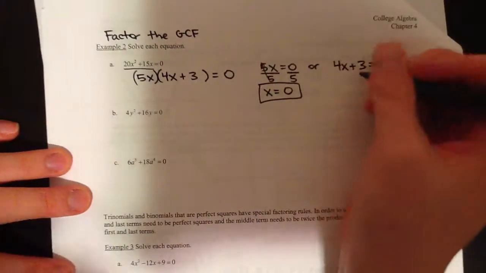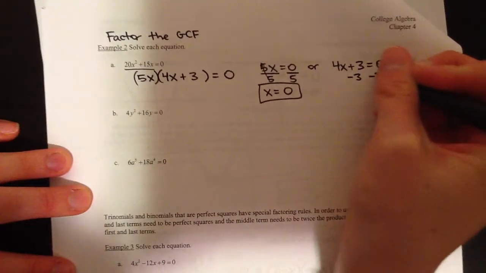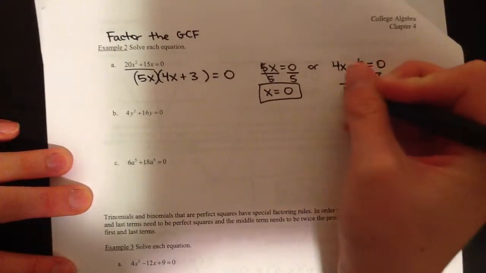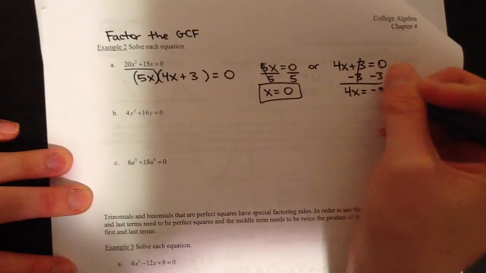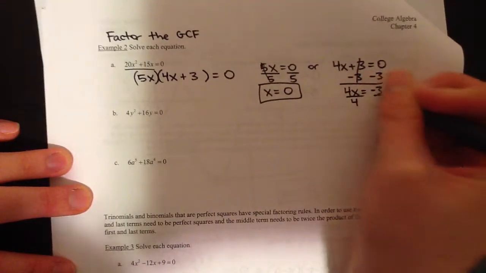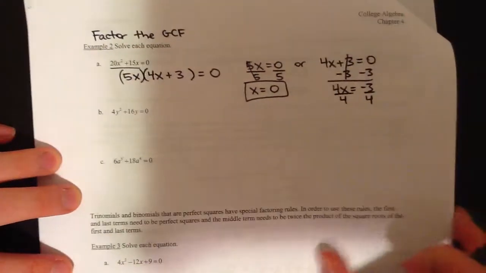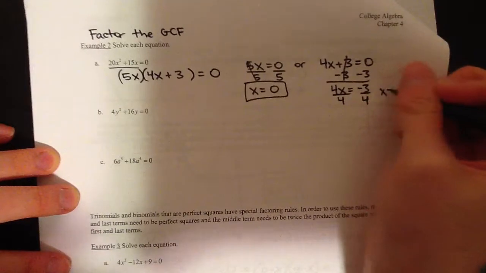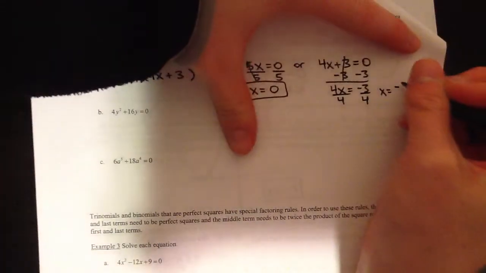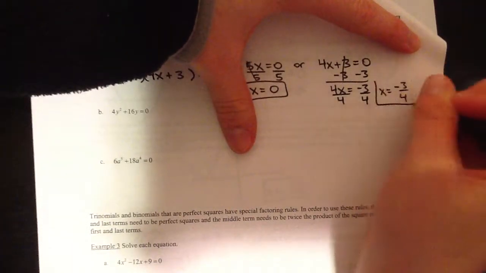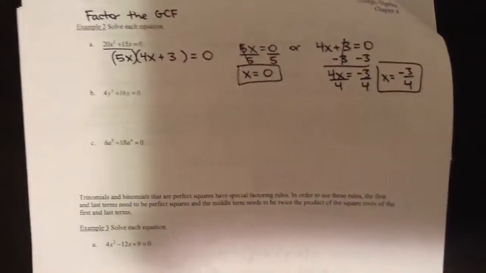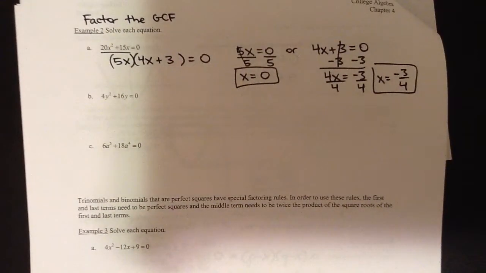Second answer, I've got a little two-step equation here. I'm going to subtract 3 from both sides. I get 4x equals negative 3, and then divide both sides by 4. So I end up with negative 3/4 as my other answer. So two possibilities there. If x equals 0 or if x equals negative 3/4, then this equation will be equal to 0. All right, second one.